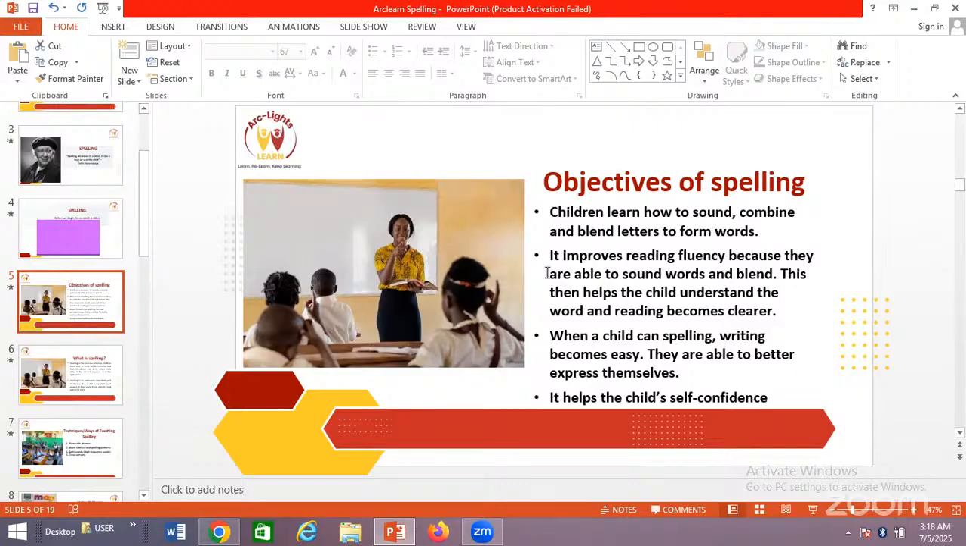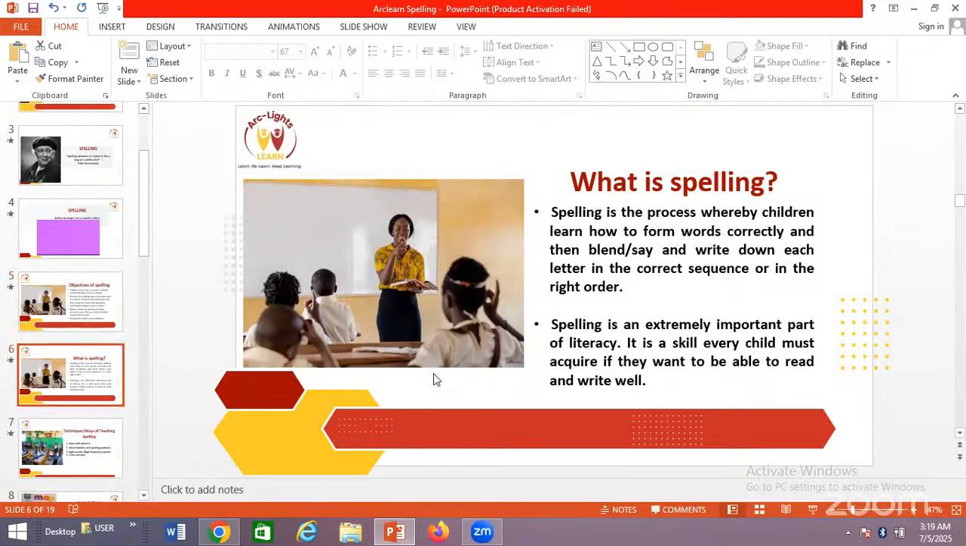Another objective: when a child can spell, writing and spelling become easy for them. They're able to express themselves better. It also builds a child's self-confidence. So we are going to be looking at what is spelling.